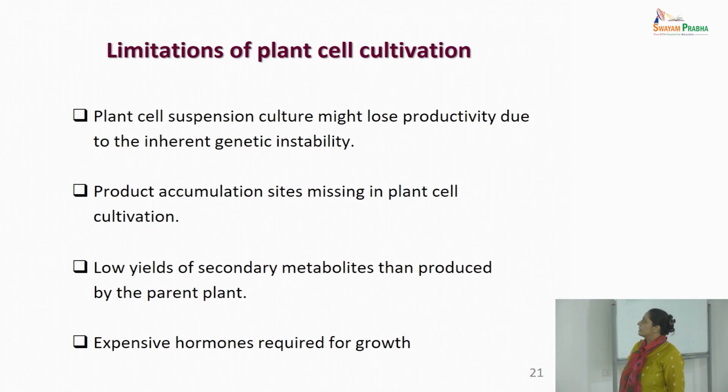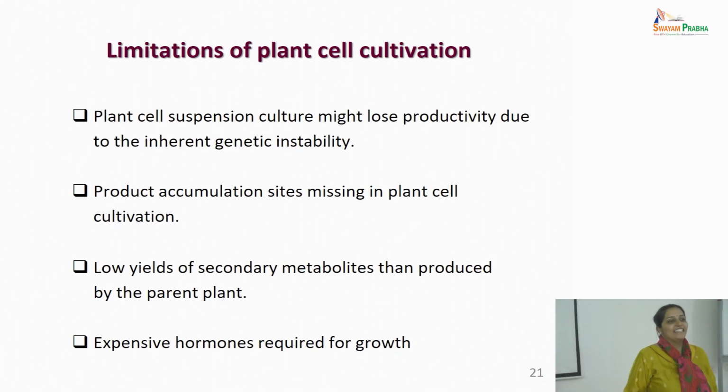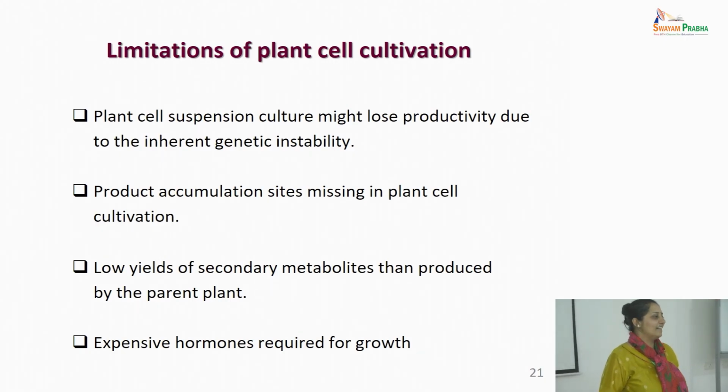Limitations. Plant cell suspension cultures might lose productivity due to their inherent genetic instability. Now, having said all this, it is important to also tell you that it is easier said than done. There are challenges which do exist because of the very heterogeneous nature of the callus lines. If you do not have a synchronous culture, then you may end up with genetic instabilities, which will eventually impact your biochemical activity and your product productivity.